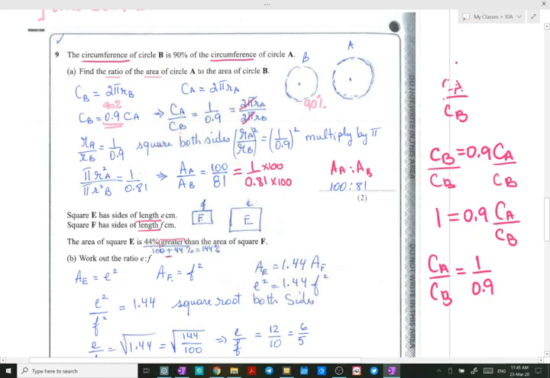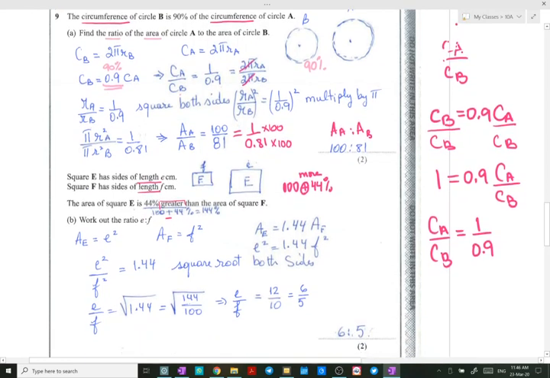So if square F was 100, then you add to it 44%. This plus is represented by more in English. So this is why we add 100 plus 44 equals 144%. So work out the ratio E to F. So for the ratio E to F, we need to start with the area first, because they gave us the clue representing the areas.